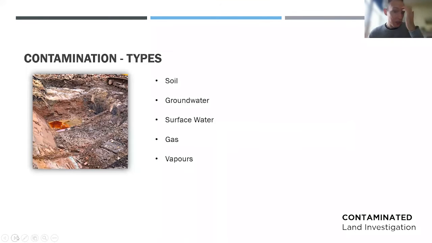So moving on to contamination. Contamination appears in a few different forms, all of which can be the main barrier to developing a brownfield site. It can affect the soil, groundwater, surface water, but can also produce gas and vapours, which is something that doesn't seem that obvious to people not familiar with contaminated land.